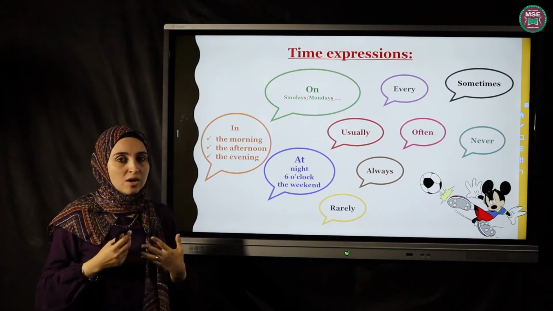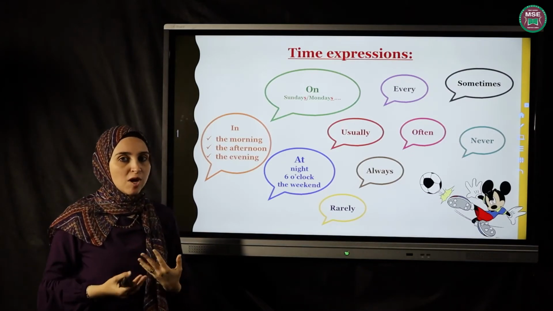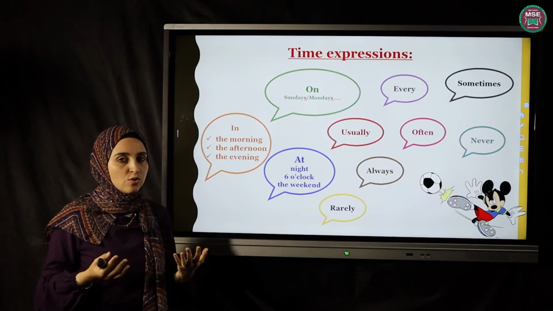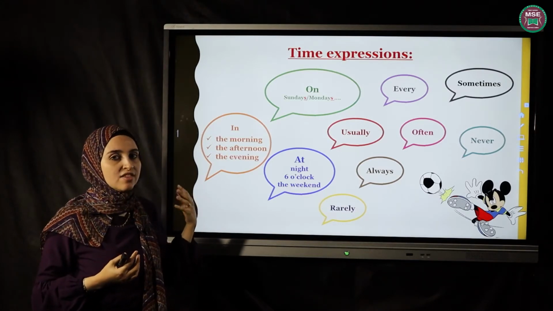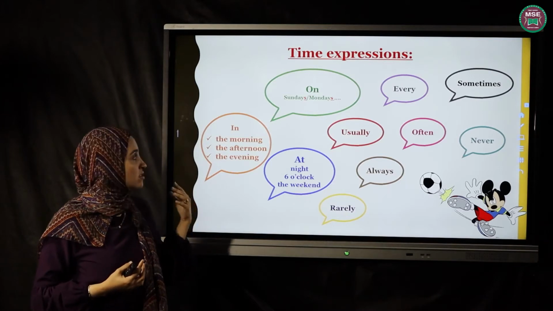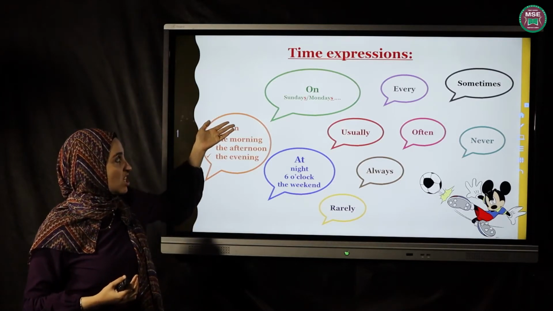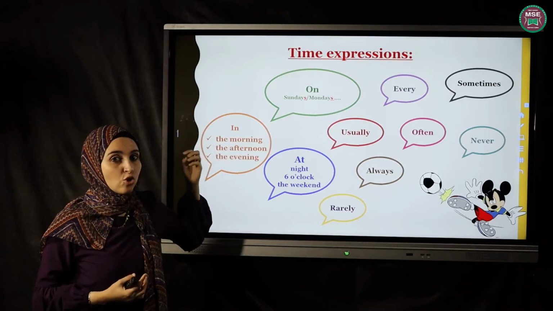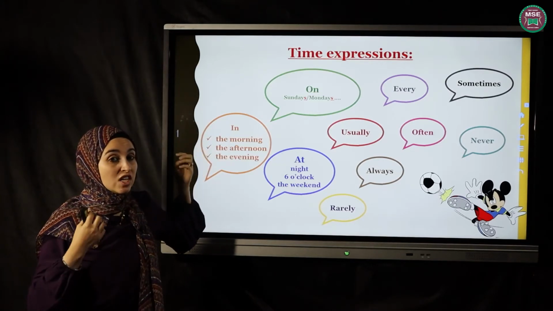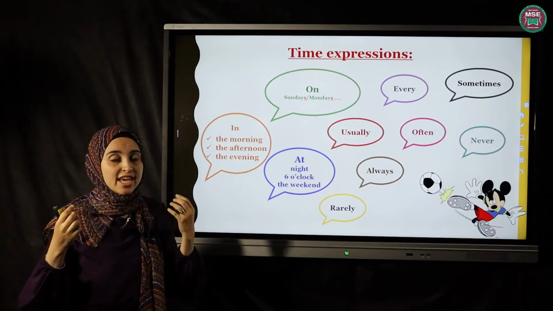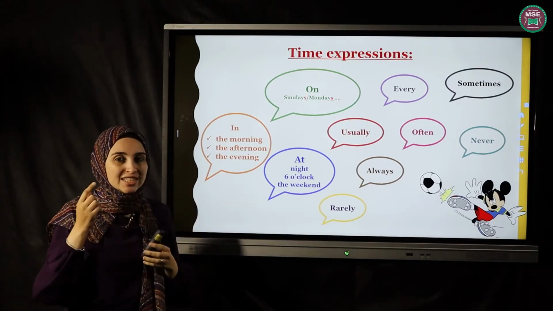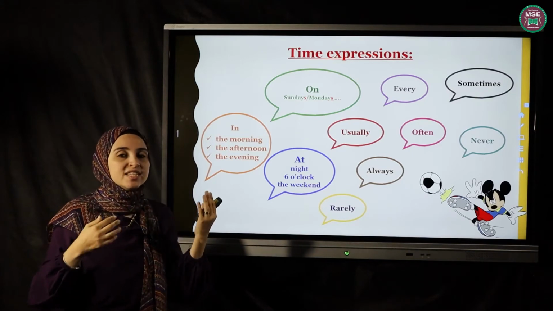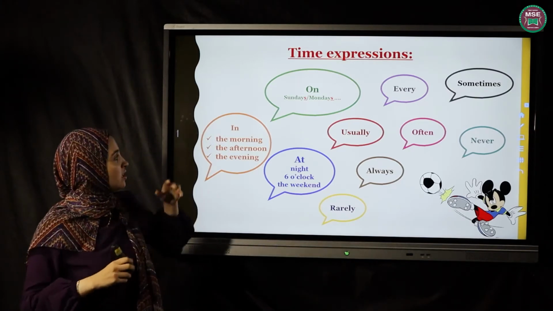We have some time expressions. They help us. If I see any of them in a sentence, we know that this sentence is in the present simple tense. Like on Sunday or on Monday, on Sundays or on Mondays. What's the difference between on Sunday and on Sundays? On Sunday means on one Sunday. On Sundays means every Sunday.